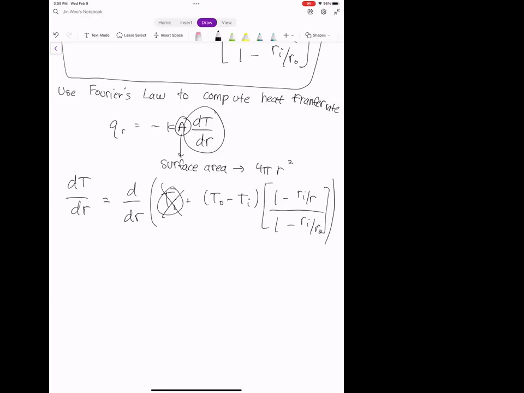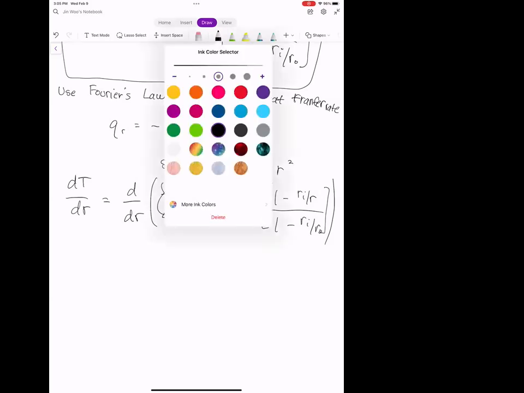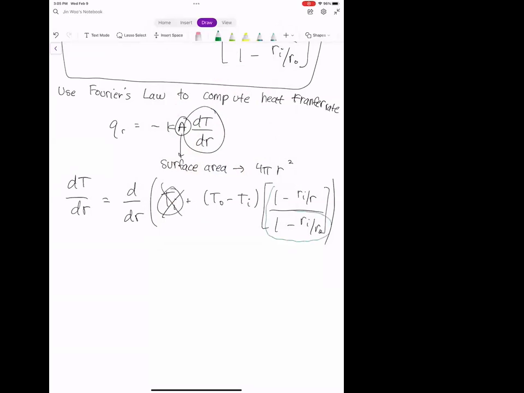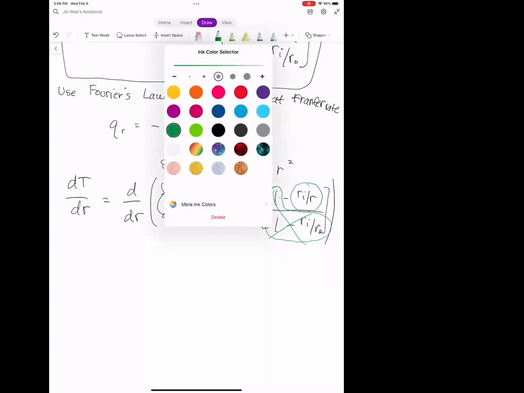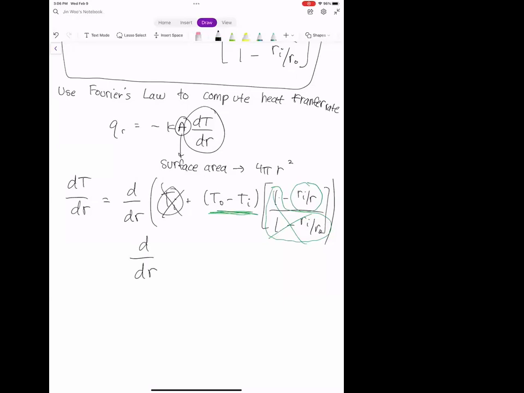This next term here looks pretty intimidating, but a lot of it is also just a constant. We ignore the thing in front because it's just a constant multiplier. This term, 1 divided by (1 minus Ri over Ro), is also a constant, so that goes away in the derivative. And so the only thing that we have here is this term. Let me write that out: our only term that we're taking the derivative of is (To minus Ti) times minus Ri divided by r, divided by (1 minus Ri divided by Ro).